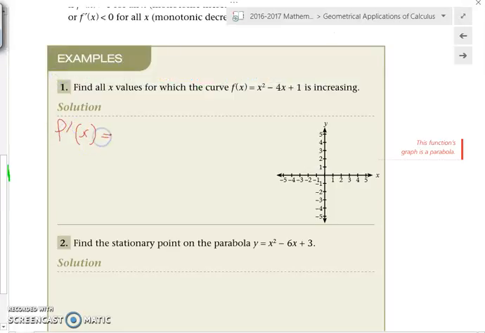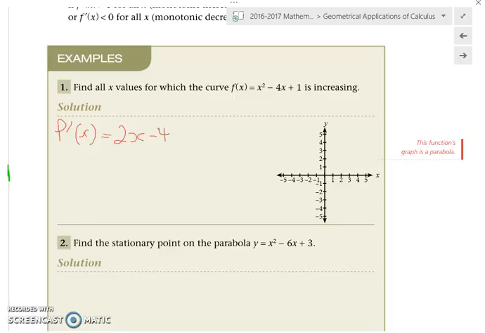F dash x equals. Well done. I can derive. All right. So we know f dash x equals 2x minus 4. What else do we have to know?